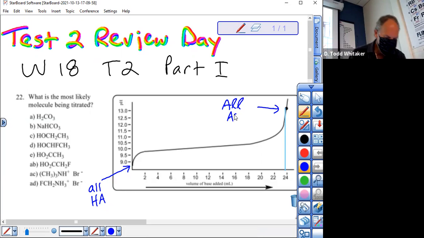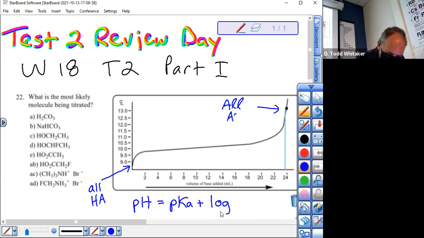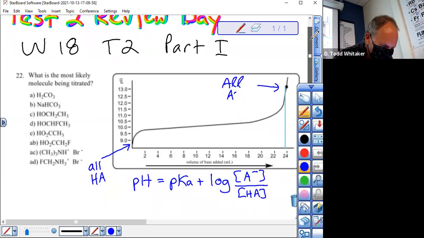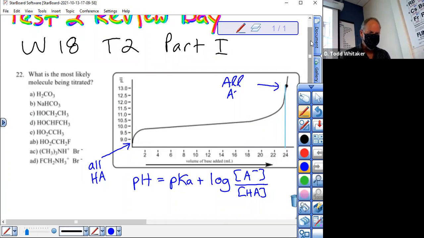The important thing to remember is not that you have to use this for a calculation, because we can't. But the fact that when you do a titration, this equation is always obeyed for every point on the titration. And the most important point is where pH equals pKa. Because if we can figure out where pH equals pKa, then we know the pKa of the acid, and we can pick the right acid from the list, because we know our pKa's.